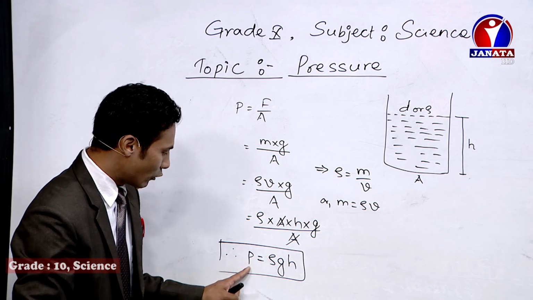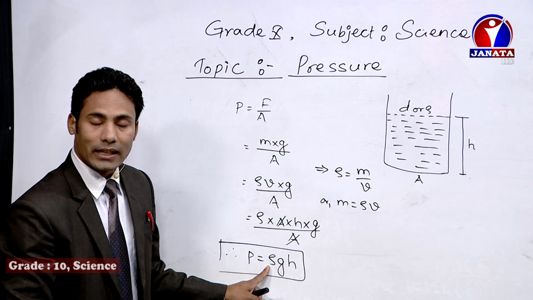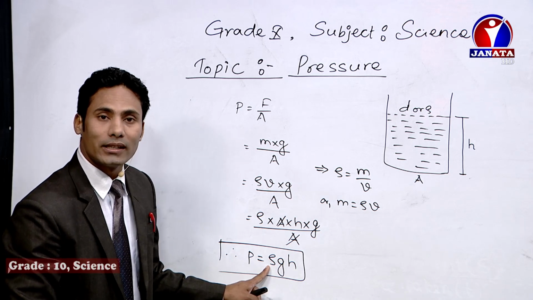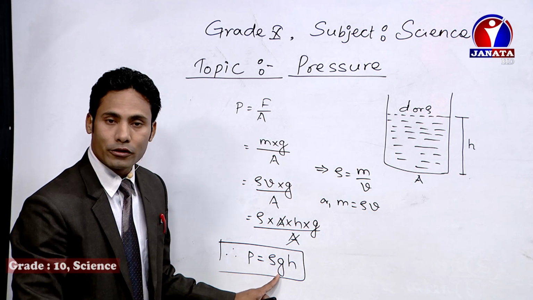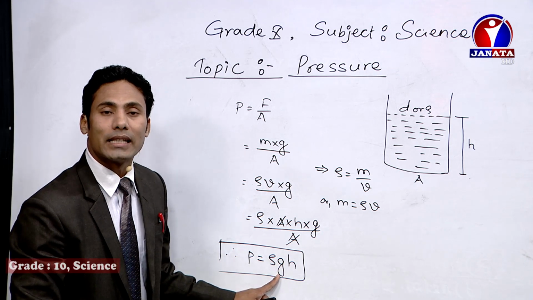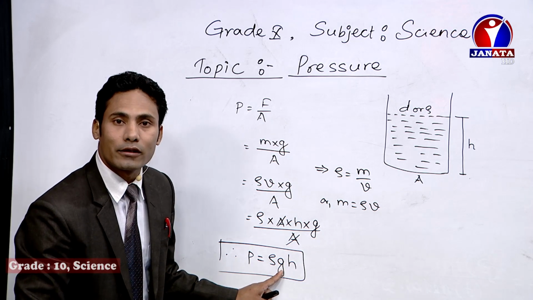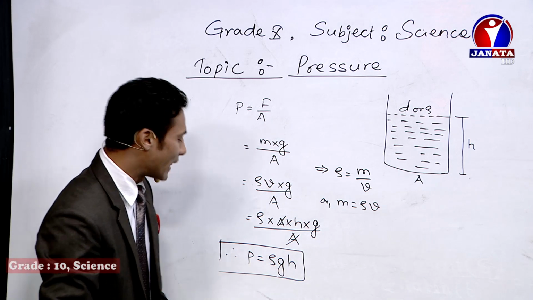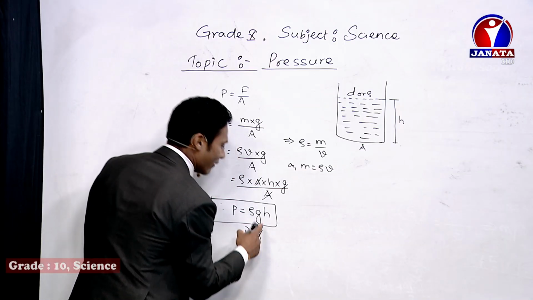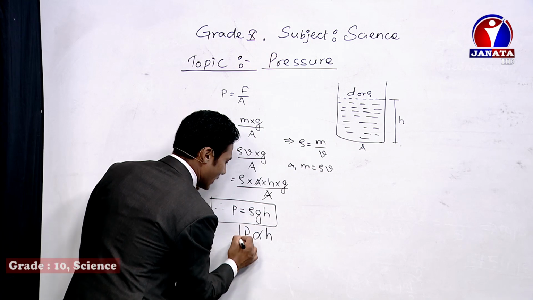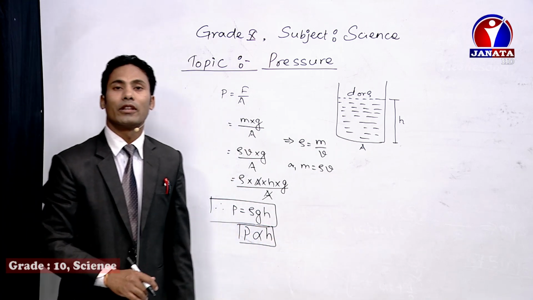Now in liquid pressure P equals rho g h, the density of the liquid is constant for a given liquid, and the acceleration due to gravity also, for a particular place, is constant. That means the density and the acceleration due to gravity are constant. That's why we can write that P varies with the height. That means liquid pressure is directly proportional to the height of the liquid column.